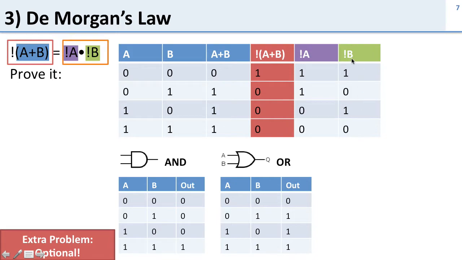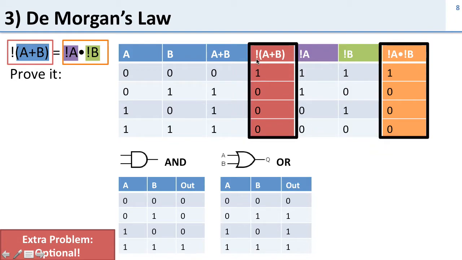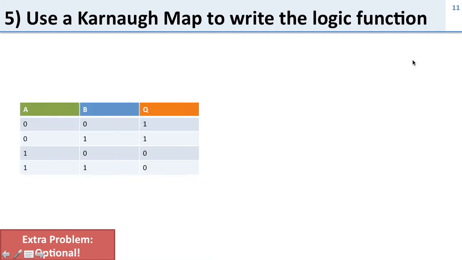Now what is not A and not B? Well, it's just going to be this and this up here. So the only time not A and not B are both true is up here, so it's going to be 1, 0, 0, 0. Now look at what we just showed. We just showed that not (A or B) is the same as not A and not B. So we proved DeMorgan's Law.